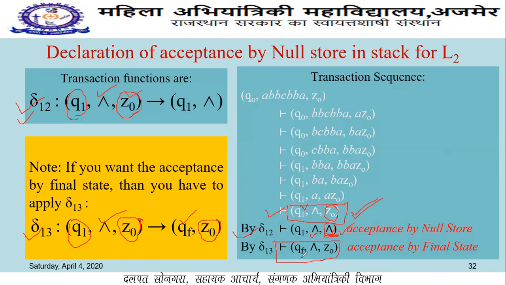When we apply delta 13 at this stage, we come to the situation where we are at state QF, the final state, and our input string is processed. This is the indication of acceptance of input string X. So this is the construction of the pushdown automata. In the next slide we discuss all the transitions together and the final 7-tuple that describes this pushdown automata.